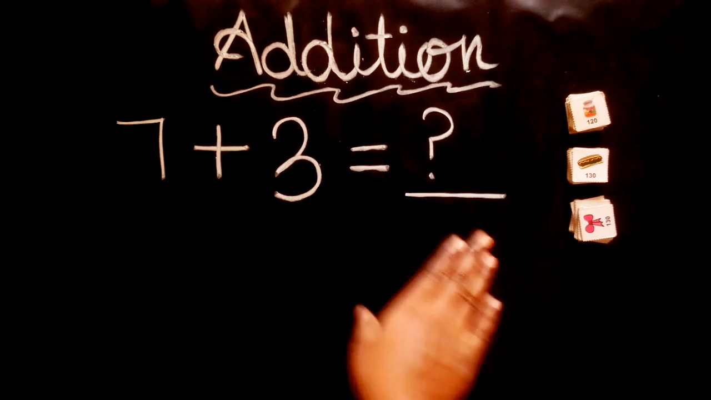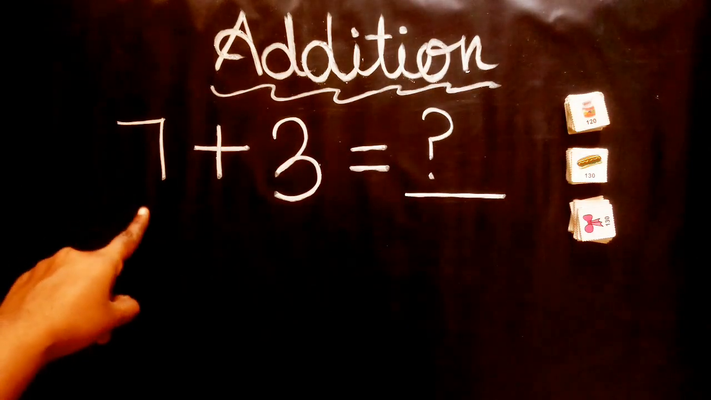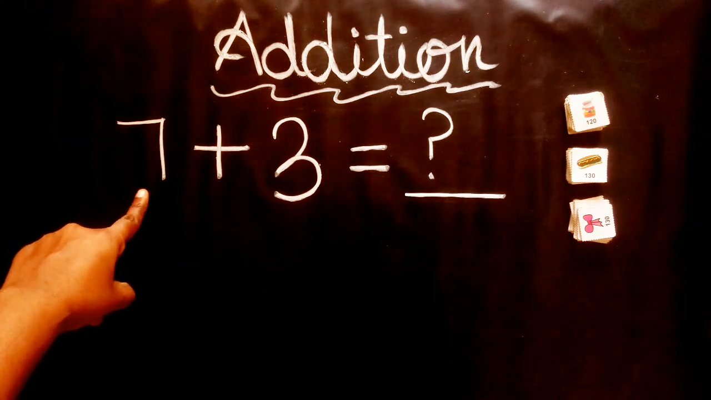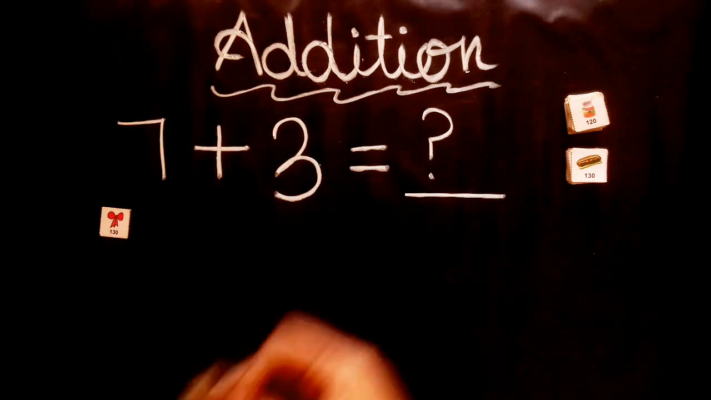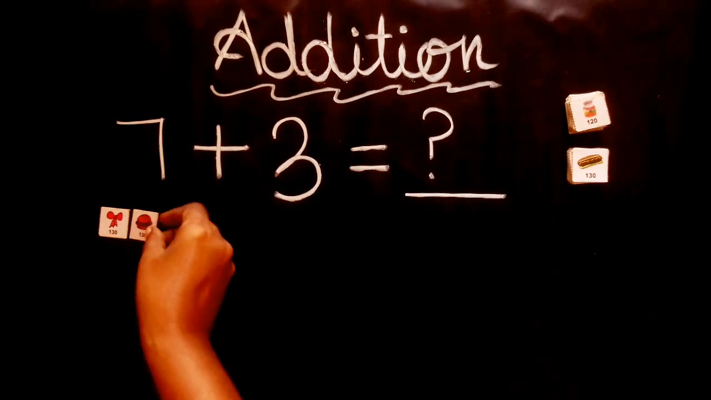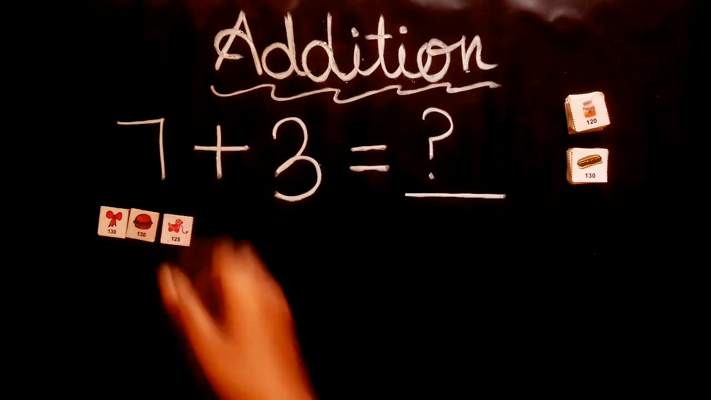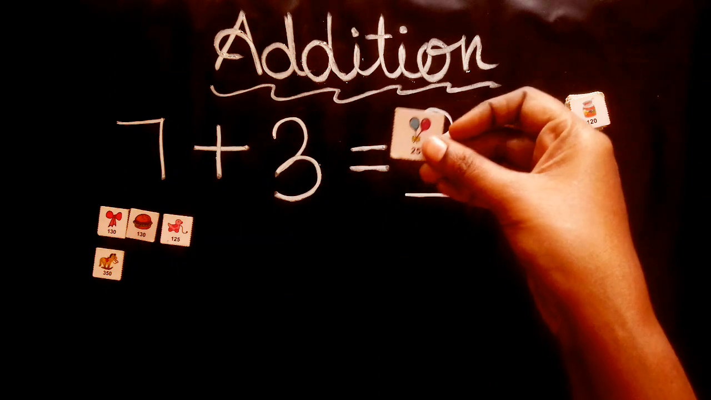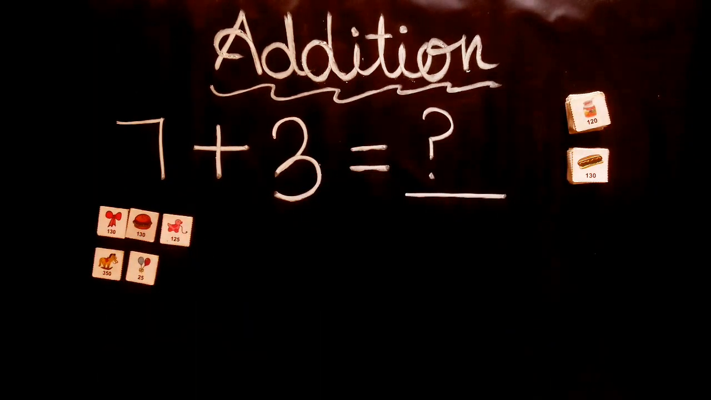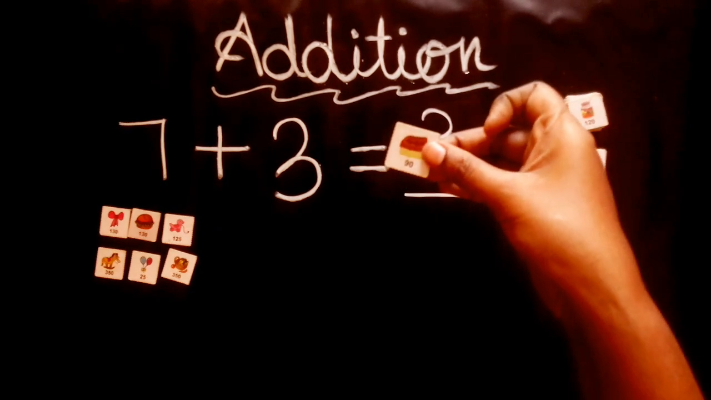Now we will calculate what is 7 plus 3. In the place of 7, I am going to keep 7 cards. 1, 2, 3, 4, 5, 6, 7.